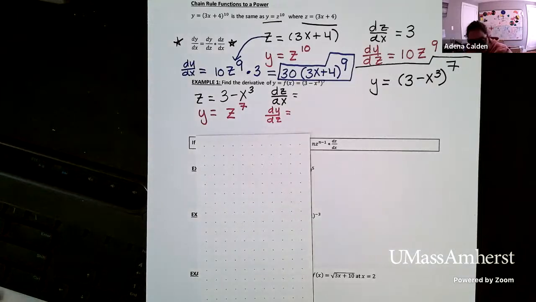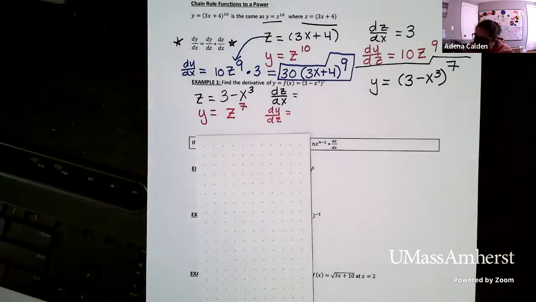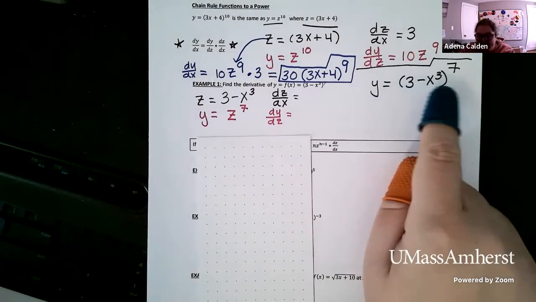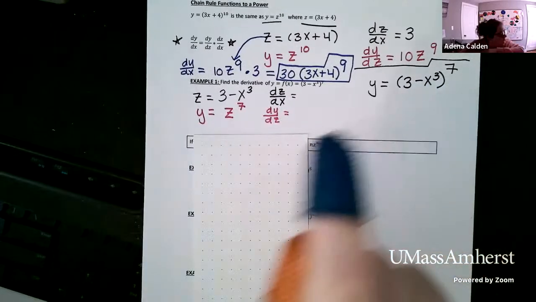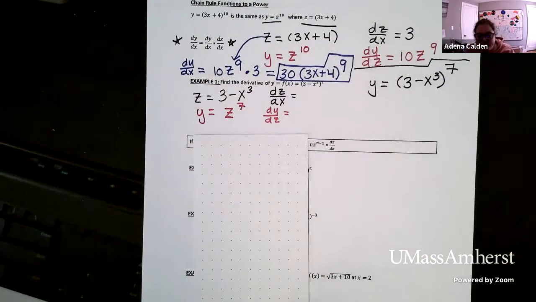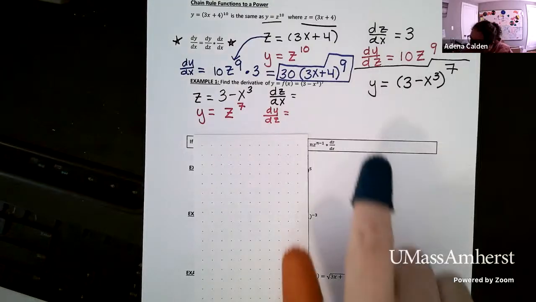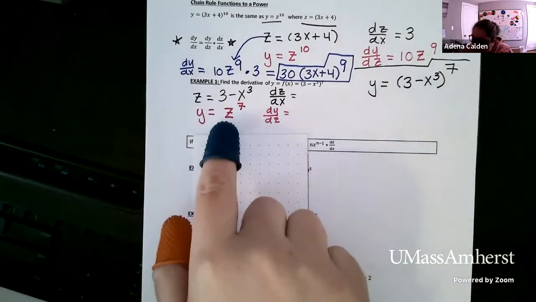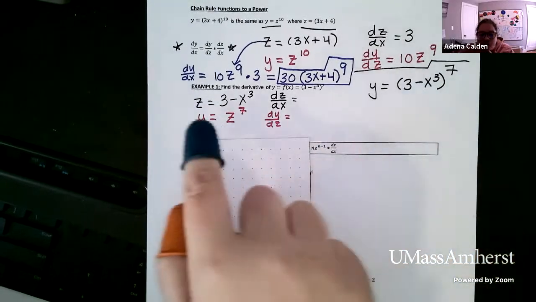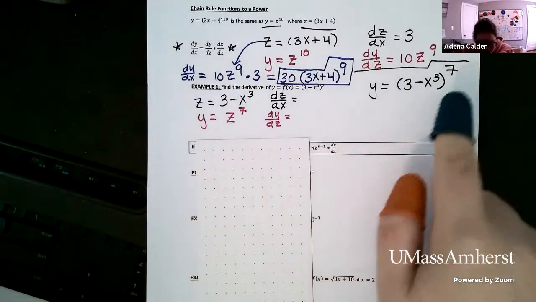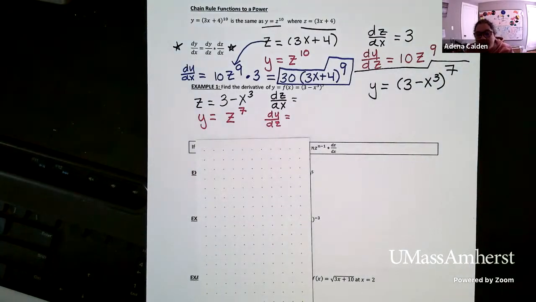All right. So again, we want to define z as our base. So here that is 3 minus x cubed. Excuse me, I'm very sneezy today. And then we need to rewrite our function with the z in it. So now we're going to put the z and substitute that into the base. So our y becomes z to the 7th. Once we have those, we want to find each of their respective derivatives.